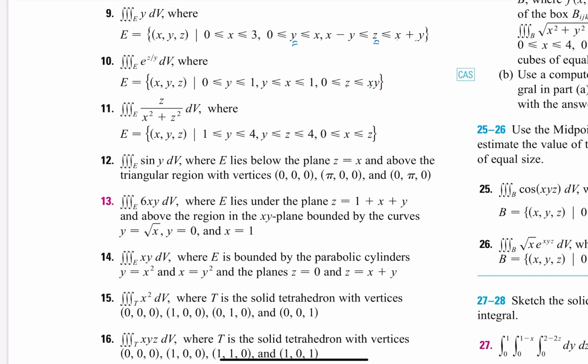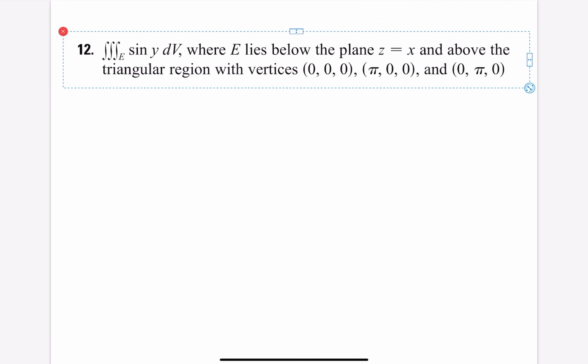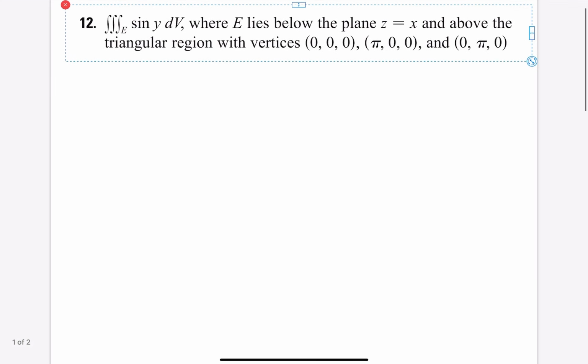Okay, let's do number 12. This one is right here, question number 12. Let's try to do it.